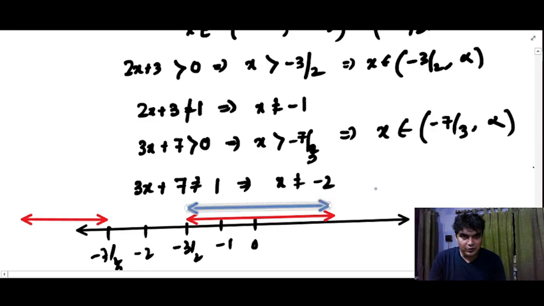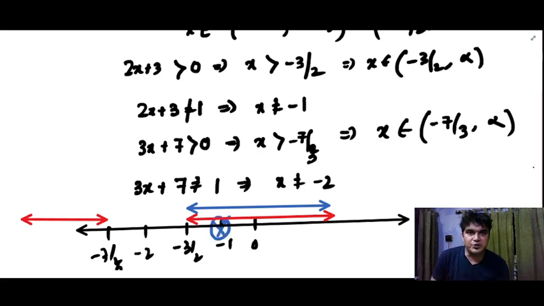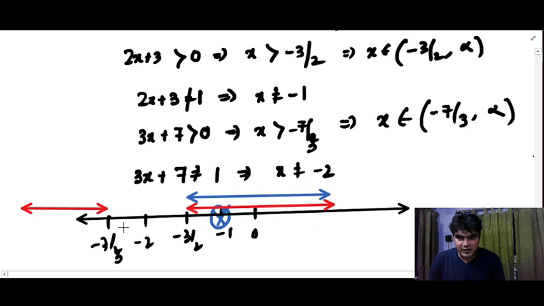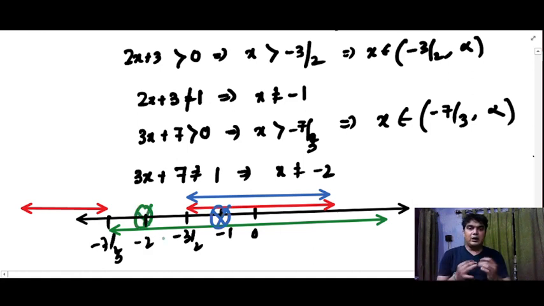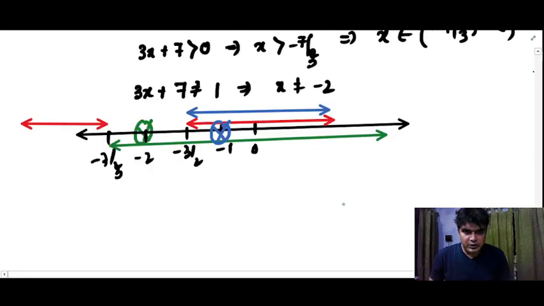And along with that one, it is saying x cannot be equals to minus 1. So this particular point, we cross it. X cannot be equals to minus 1. The next part is x is greater than minus 7 by 3 and x cannot be equals to minus 2, right? So greater than minus 7 by 3, x cannot be equals to minus 2. Now if I combine, so what is the common portion of these three inequalities?